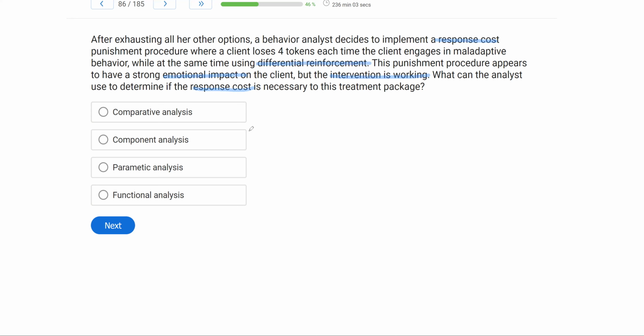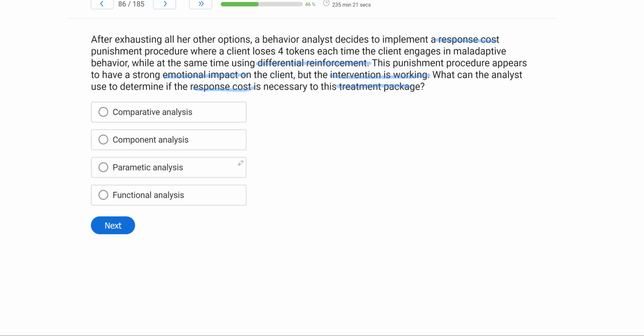A comparative analysis. So remember the difference between a comparative and a component analysis. With the comparative analysis, you're comparing interventions that aren't part of the same treatment package. With a component analysis, you're taking a treatment package and comparing the interventions inside that package. So that's one of the key differentiators between a comparative analysis and a component analysis. Since we know this is a treatment package and we're going to be comparing the 2 interventions inside that package, we would be using a component analysis, because a component analysis is going to analyze each one of these interventions separately to see which one's necessary, which one's sufficient.